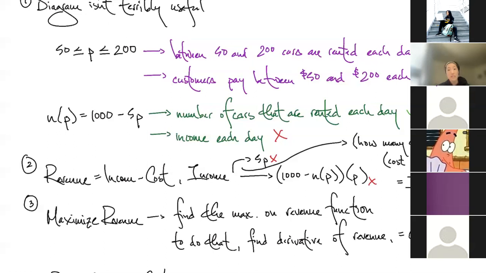Yeah, it's going to be $300, okay? So this right here tells us how much our income is, all right? So as Yitan points out in the chat, N of P is a way for us to see how many cars we rented in terms of how much we charge, all right?